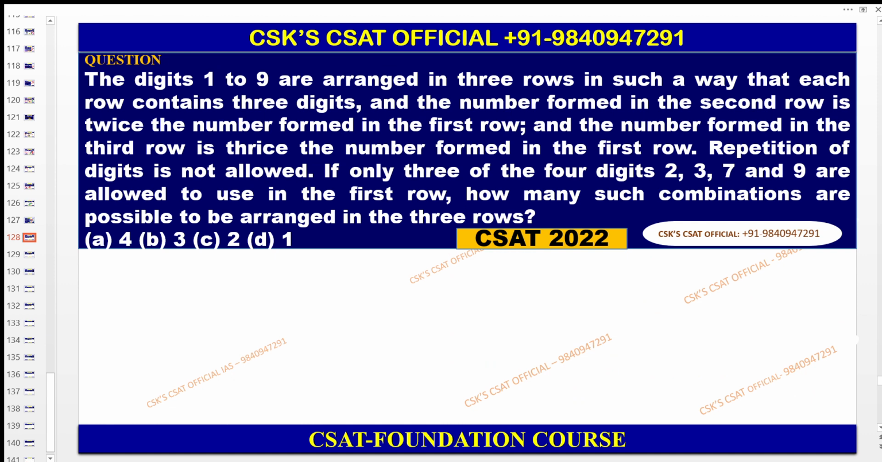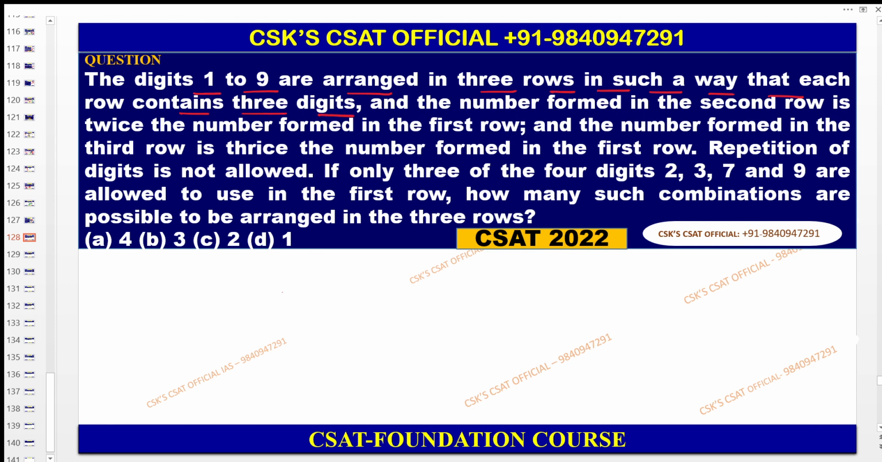Now this one. This is also a similar kind of digit concept here. The digits 1 to 9 are arranged in 3 rows. Very good model. Please learn this kind of thing. Very, very important model. The digits 1 to 9 are arranged in 3 rows in such a way that each row contains 3 digits. So that is the first statement.